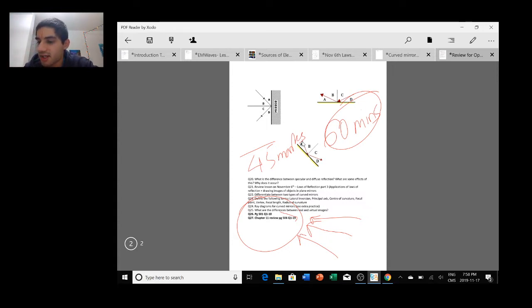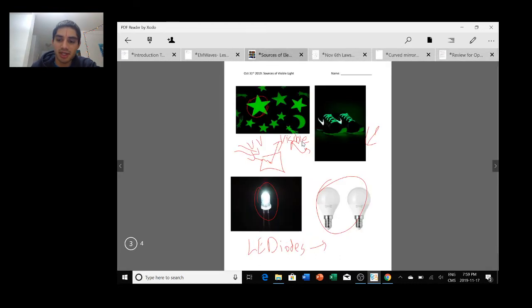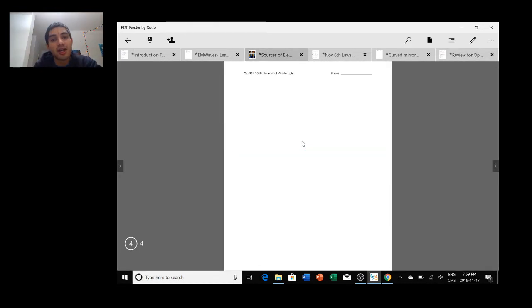What happens when you shine incident light along the normal? Good question. Let's assume that this is the surface of a plane mirror. When you shine incident light along the normal, the angle of incidence is 0, so the angle of reflection will also be 0 according to the law of reflection. So your reflected ray will bounce right back. It just shines right back.